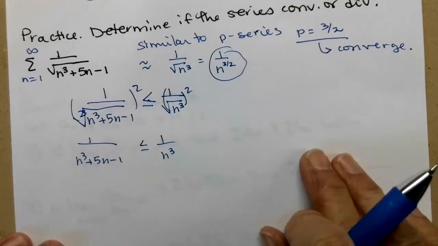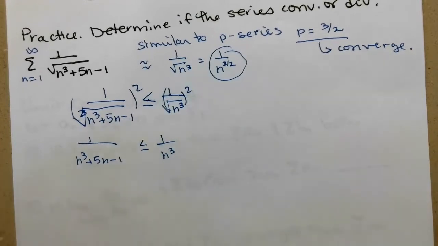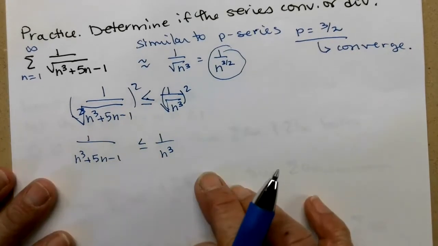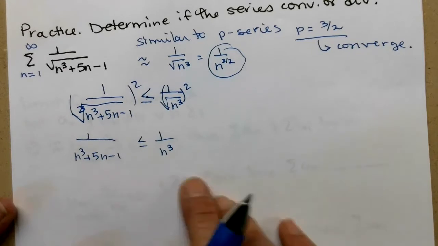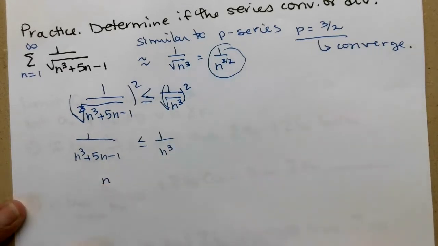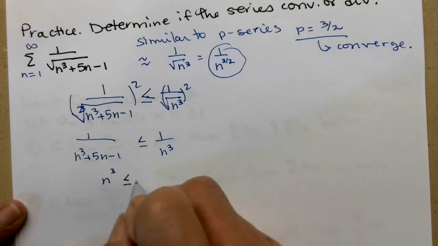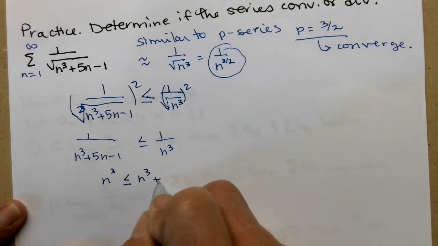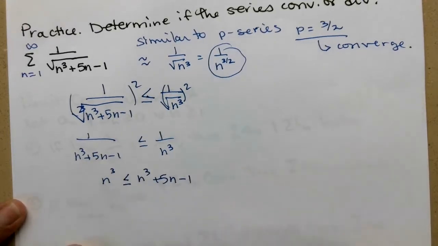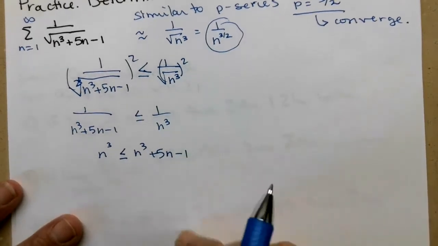And we can multiply both sides by the common denominator in order to clear the fractions. So that, well, it's essentially cross multiplying. Leads me to n cubed. Is that less than or equal to n cubed plus 5n minus 1? Okay, I don't know. Let's keep working it.